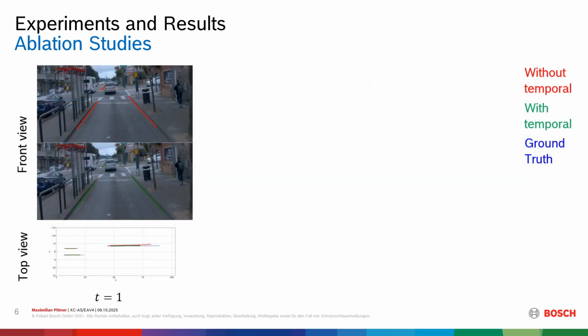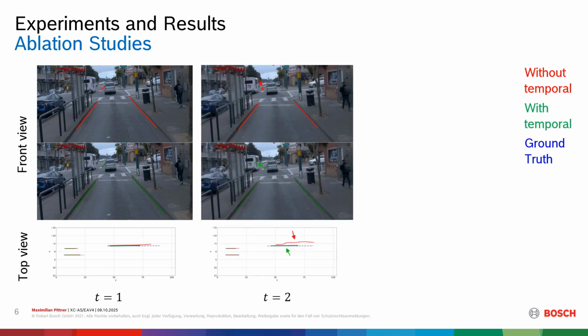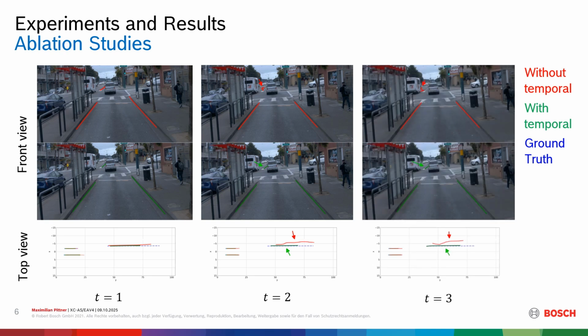We also demonstrate the effect of using temporal knowledge in qualitative examples. Here we compare a non-temporal and a temporal model in the situation of a partial occlusion of a hardly visible line. While the non-temporal model loses the line in subsequent frames, the temporal model shows better consistency and maintains the prediction even though the occlusion gets worse.